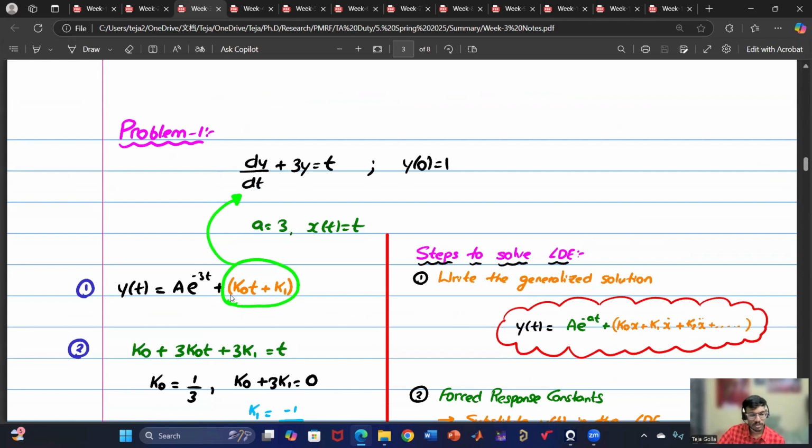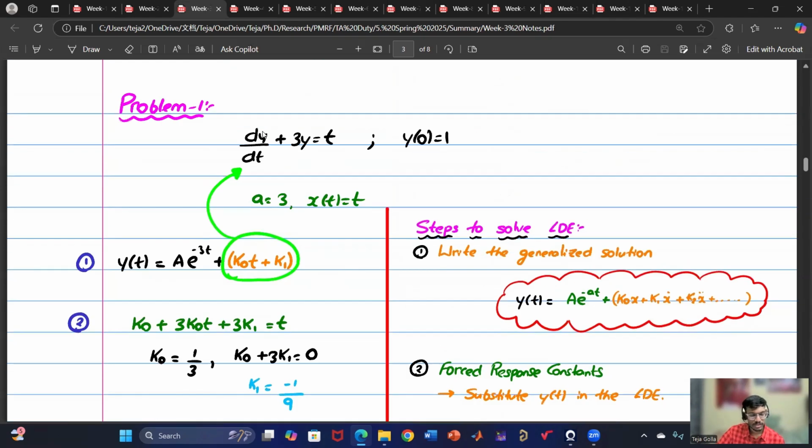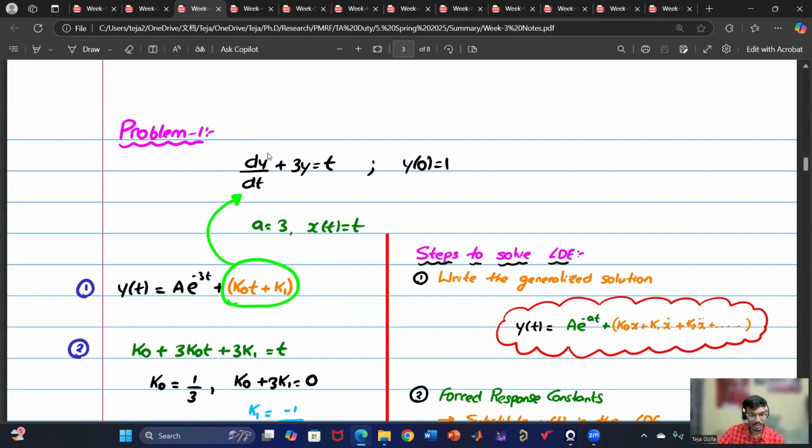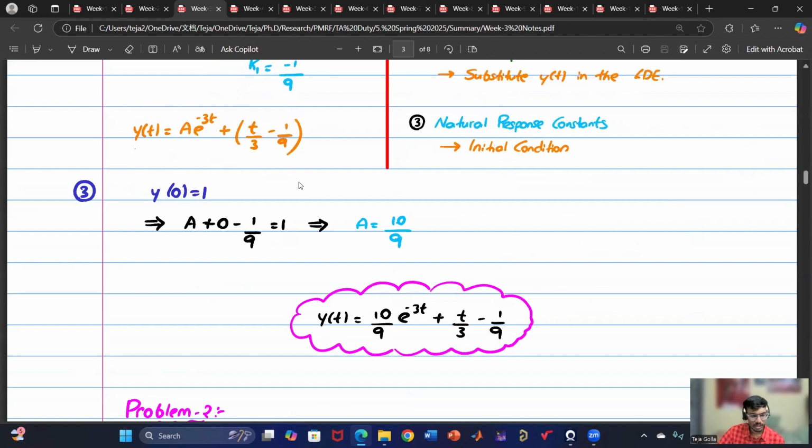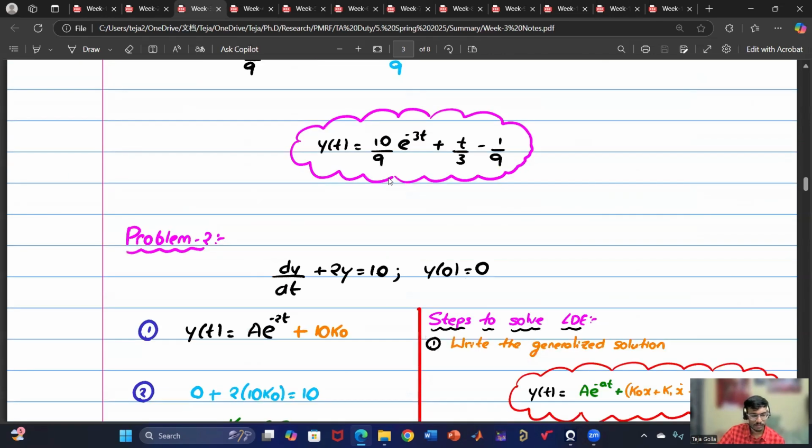So in this problem, first we have written the differential equation solution, generalized solution. Then we have substituted back it in the linear differential equation to get K0 and K1. Once we got that, we have used the initial condition to calculate A. So now this is the overall solution for this linear differential equation.